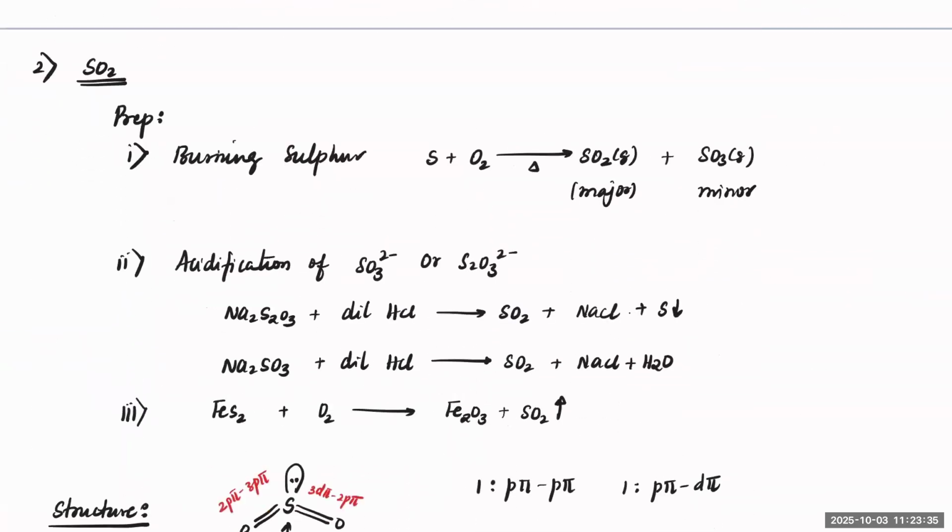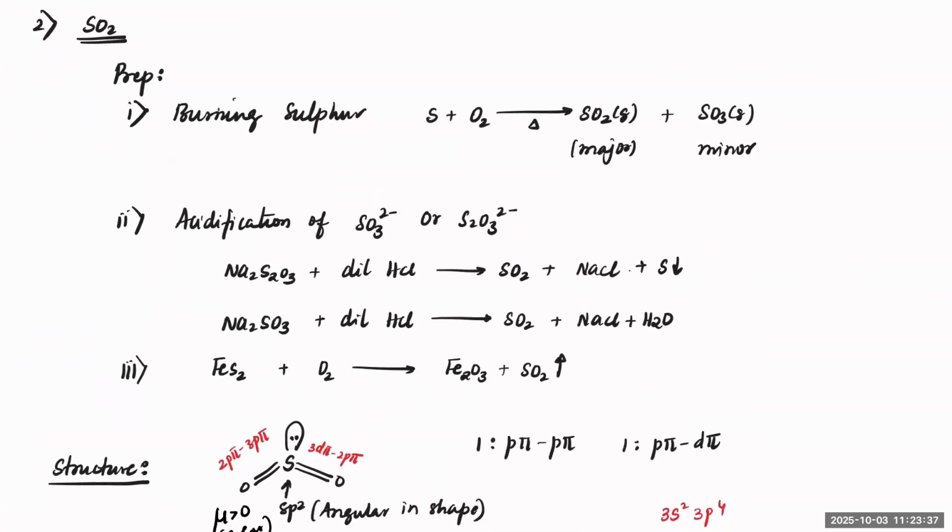The second compound is SO2. SO2 is again somewhere in between, so it can act like oxidizing agent as well as reducing agent. How do we prepare it? Simply burn the sulfur in O2. Combustion will happen. SO2 will be major, a minor product which is SO3 will be formed. Or you can take sulfides or thiosulfate and add it to dilute HCl. It will convert into SO2 and sulfur. Here Na2SO3 also converts into SO2 and H2O.